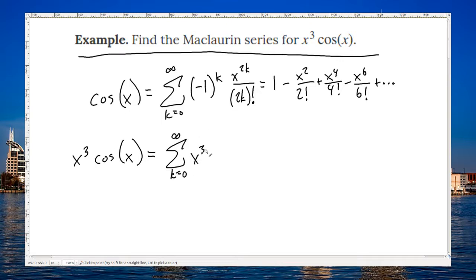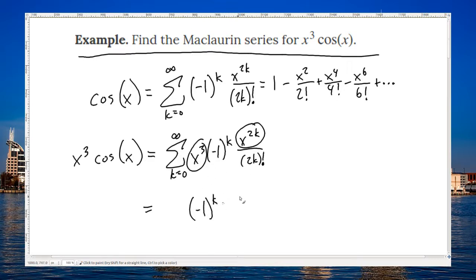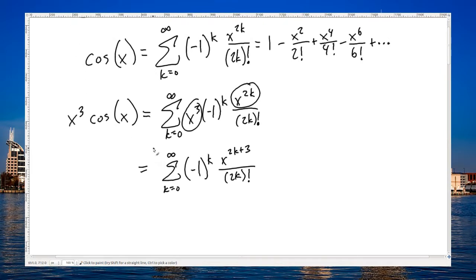So we have x cubed -1 to the k, x to the 2k over 2k factorial. And then I can combine the x cubed and the x to the 2k by combining their powers. So a nice way to write this power series would be x to the 2k plus 3 over 2k factorial. And that's it. That's actually my final answer. It's all I had to do.